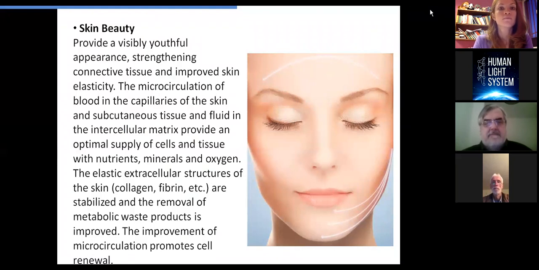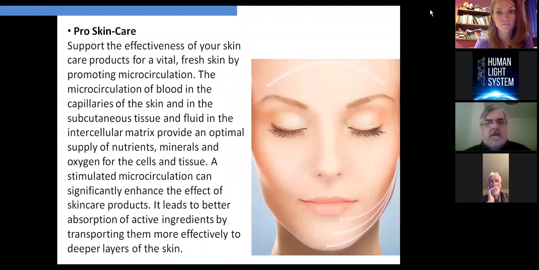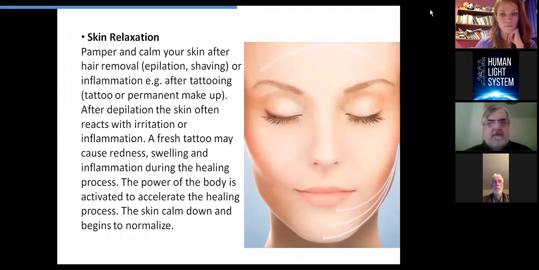Skin Beauty, I told you, we have an improved microcirculation, and so the tissue in the skin is provided with optimal minerals, oxygen, nutrients, and waste products are taken away. So we have an improved cell renewal. Pro Skin Care is the improved effectiveness of skincare products, because it's easier to transport them into the skin and to the place where they develop their influence.